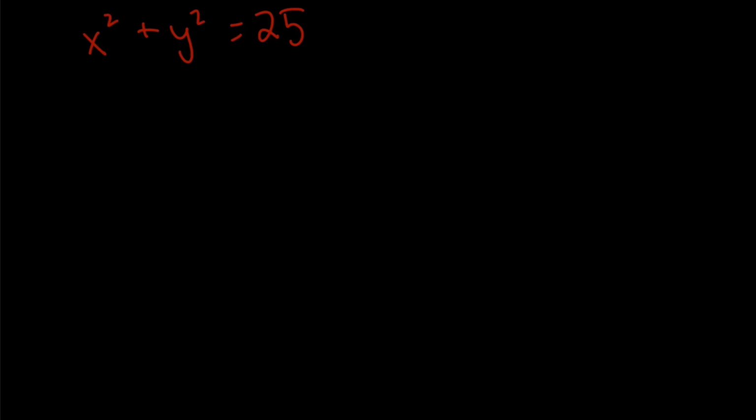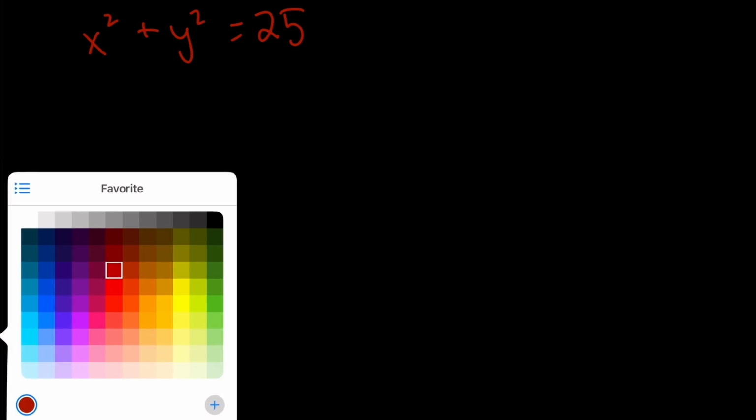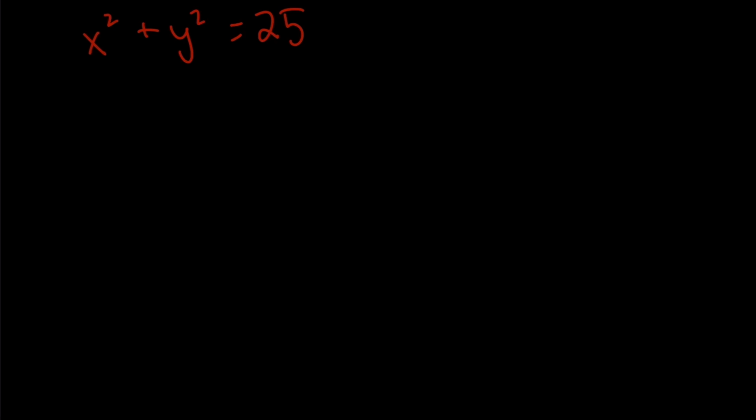So since y is not isolated, we use implicit differentiation. The key idea is simple. You take the derivative of both sides with respect to x. So let's take the derivative of both sides. The derivative of x squared equals 2x. The derivative of y squared, since this is with respect to x, right?